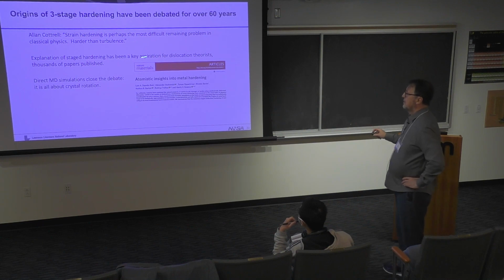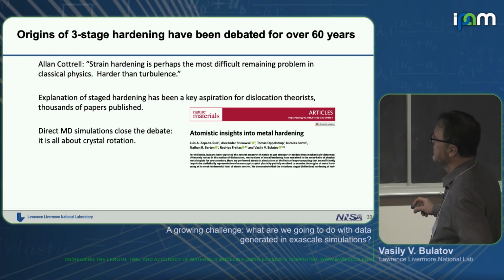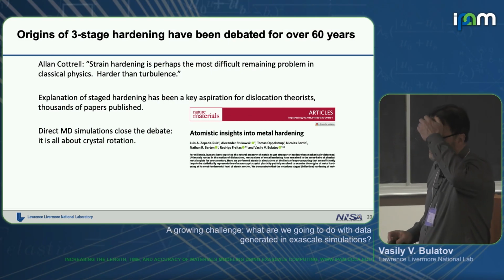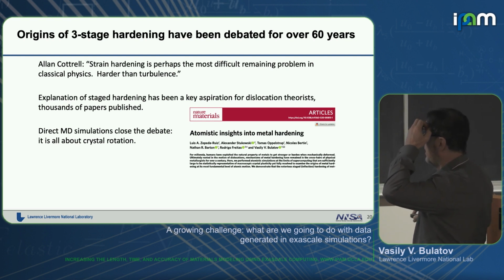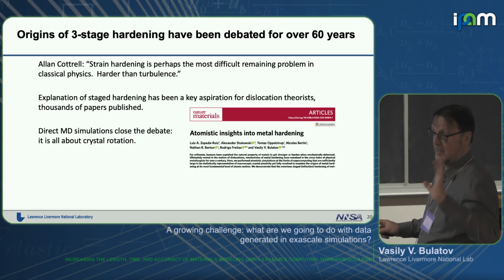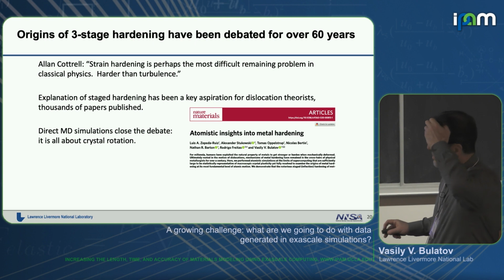Right. So that was one of those coveted, nostalgic target problems of how do you explain stage hardening in single crystals. And there was a lot of infighting over this stuff over the years. You know, thousands of papers published, and I think we closed the debate. It's basically all crystal rotation. It's very simple. It's somewhat embarrassing to the past, but it is what it is. We cannot do much about it. We nailed it down, I think.